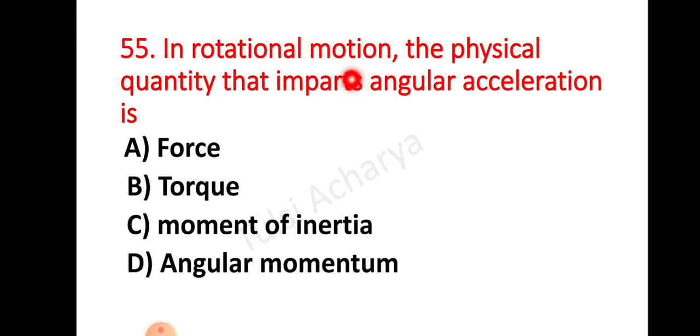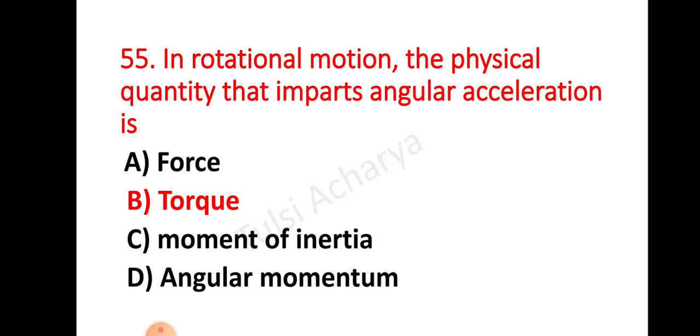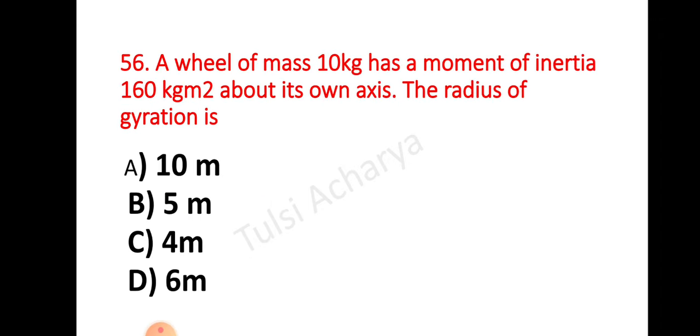In rotational motion, the physical quantity that imparts angular acceleration is torque. So torque is the right answer, option choice B. Now let's move to question number 56. A wheel of mass 10 kg has moment of inertia 160 kg meter square about its own axis. The radius of gyration is.